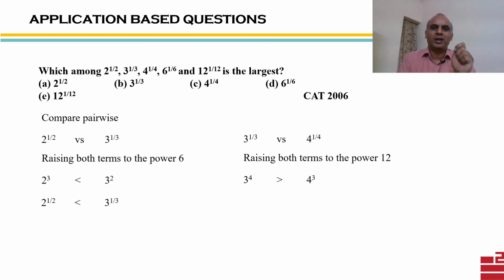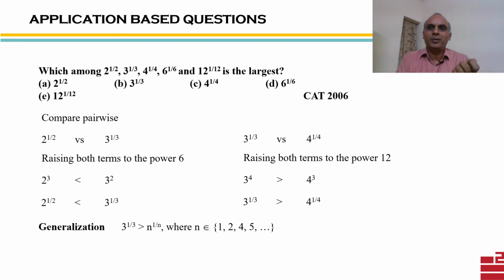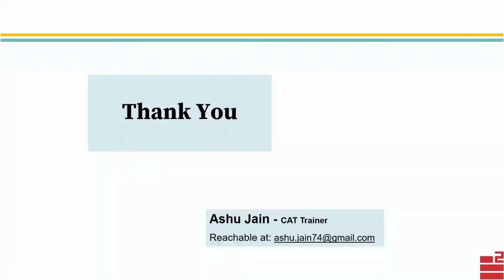So we see that 3 to the power 1 by 3 is more than 4 to the power 1 by 4. Proceeding like this, we will finally come to the conclusion that 3 to the power 1 by 3 will be larger than all the other such numbers. We can rather have a generalization also here that 3 to the power 1 by 3 is more than n to the power 1 by n, where n belongs to any of the natural numbers except of course 3. So that means I can also say 3 to the power 1 by 3 is bigger than 50 to the power 1 by 50, though it is not immediately apparent to any of us.